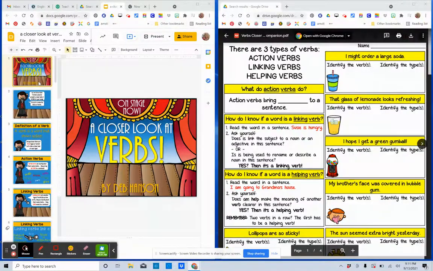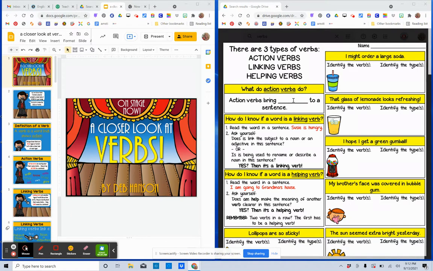Hey guys, today we're looking at a closer look at verbs. If we were in class, I would have this up on the overhead, and this would be your handout. This is still going to be your handout, but you're going to fill everything out on Cami. Follow along with me.